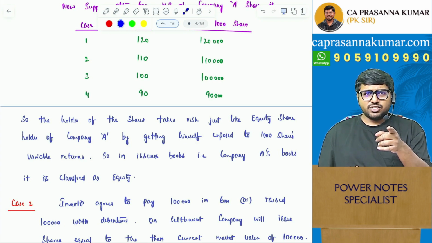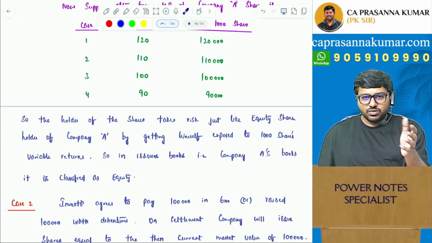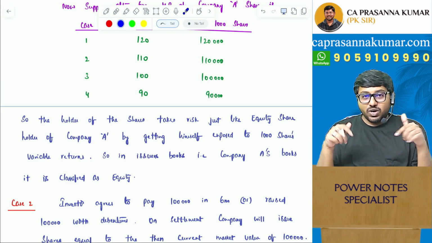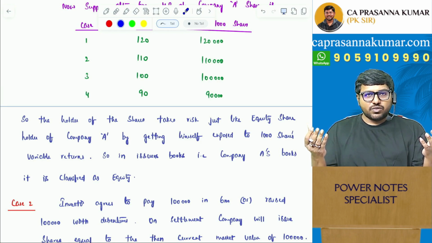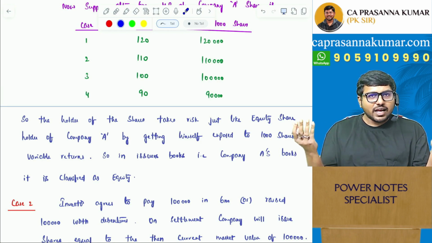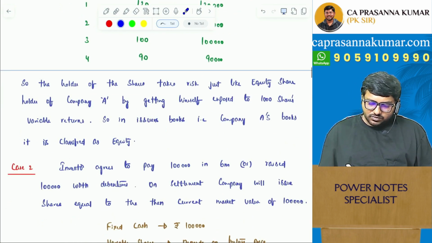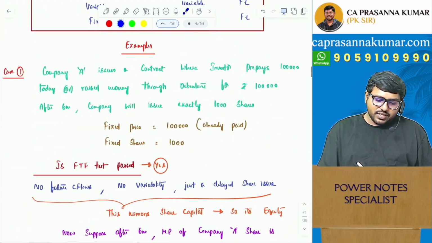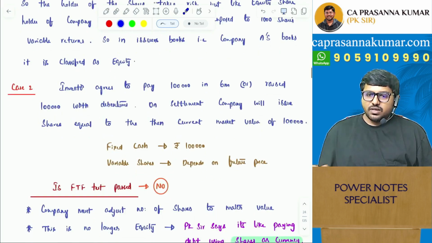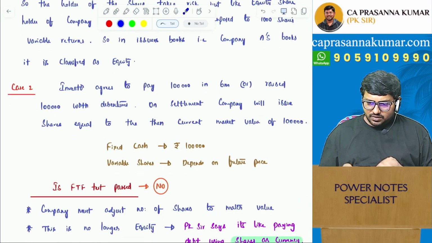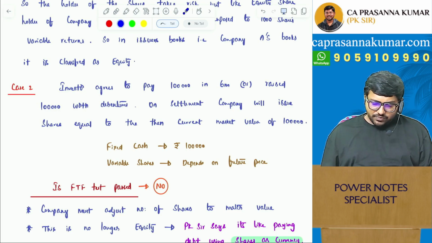Your form is debentures. That's the dress you're wearing. But what is inside the dress? It has all the qualities of an equity shareholder. Then I classify that as equity, as simple as that. You get it? Moving on. So that's our case number 1. So let's move on to case number 2. Moving on to case 2 now.